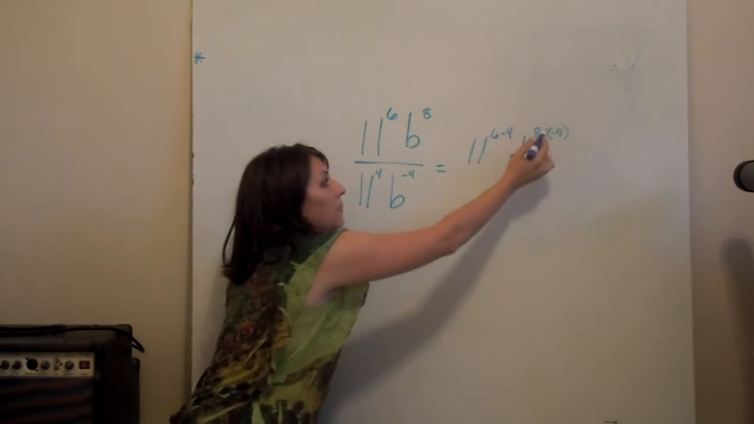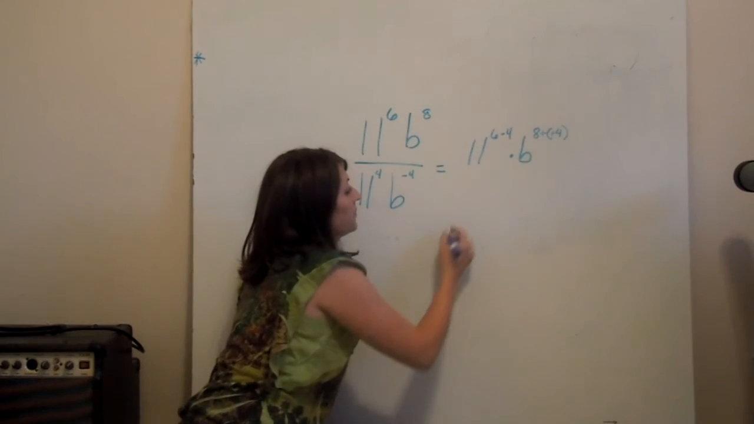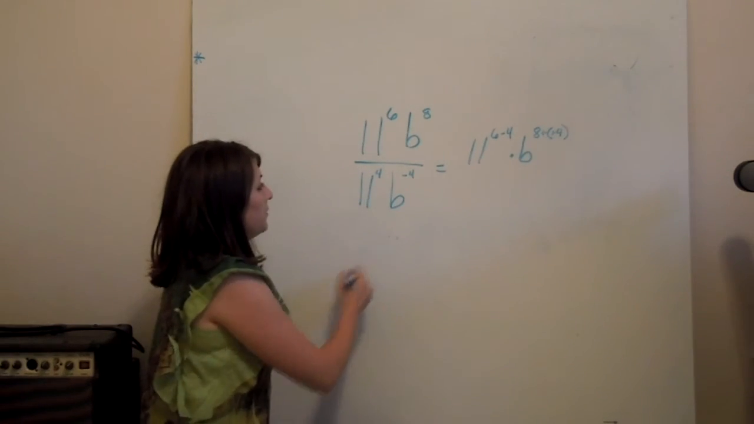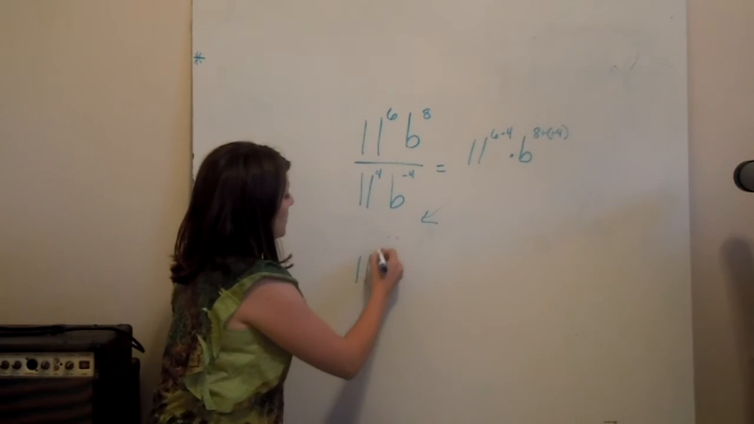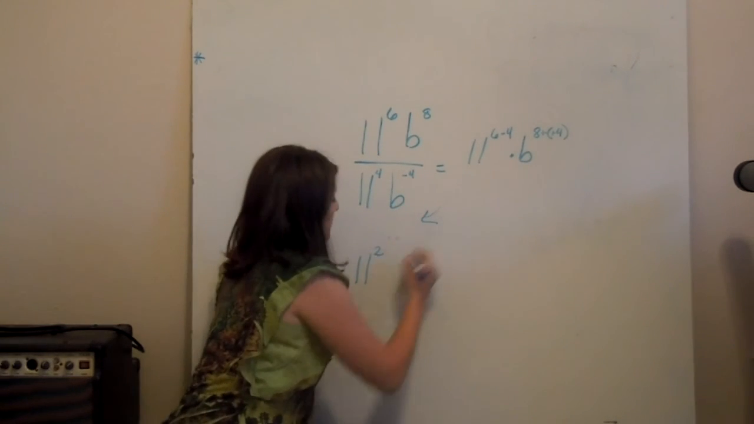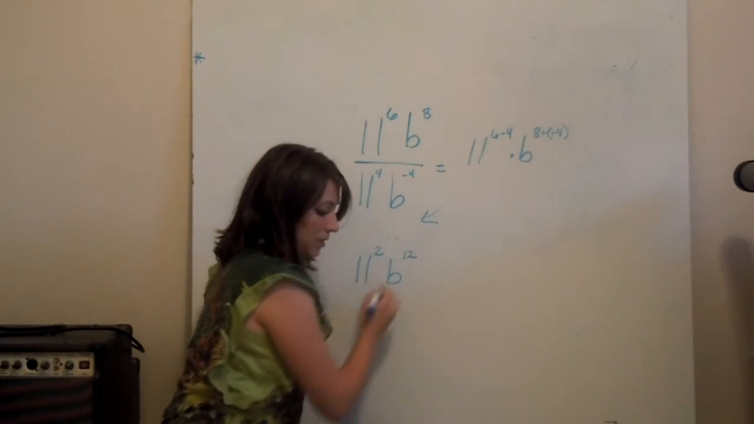Okay, whenever we have minus and negative, they both become positive. So I'm going to bring it down here. 11, 6 minus 4, so it's 11 to the 2nd power times b, 8 plus 4, to the 12th power.